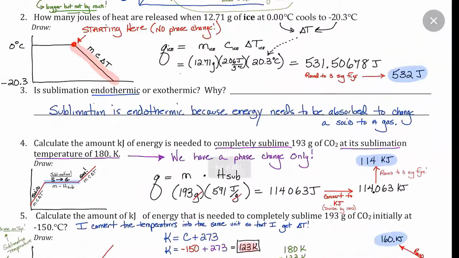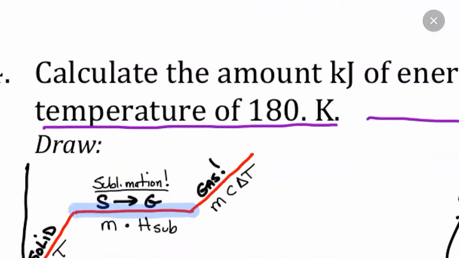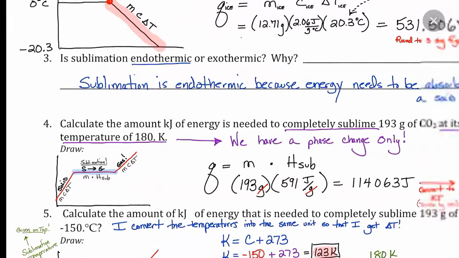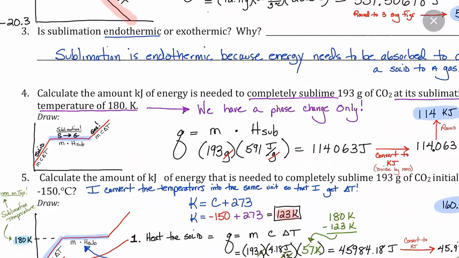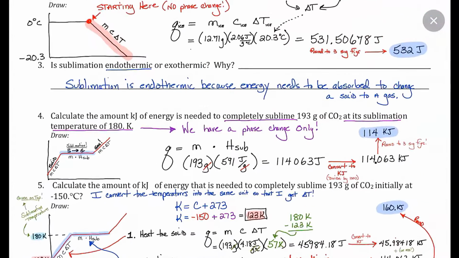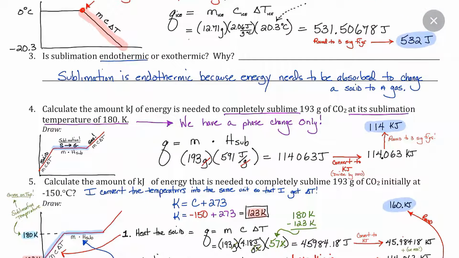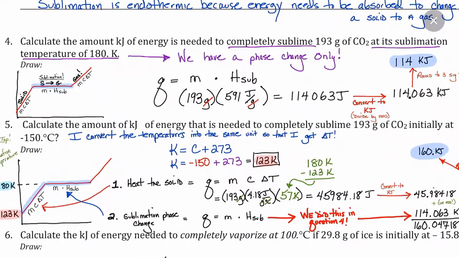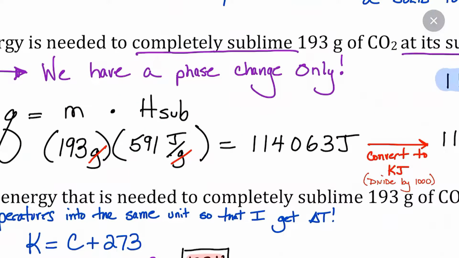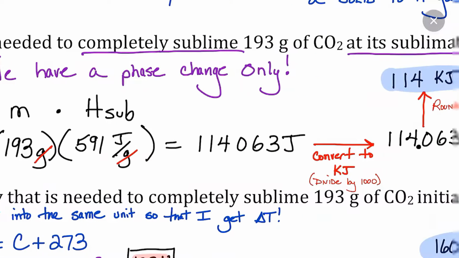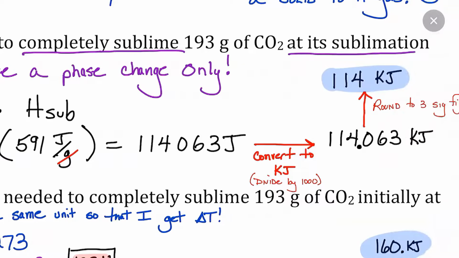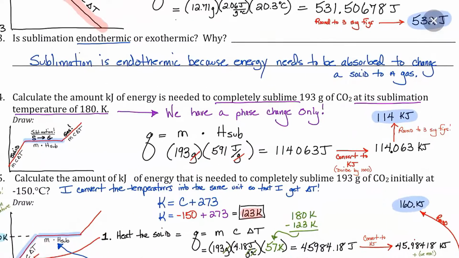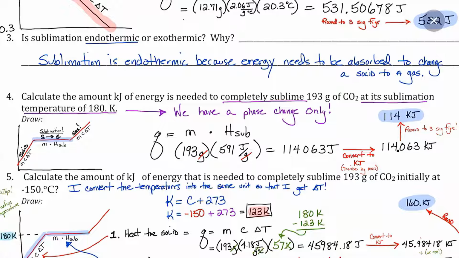All right, number 4, another thermal equation problem. And I suggest you what? Draw to see what's going on. So here we go, party people. And people that want to go to the party just don't know where it is. So let's go. Number 4. Calculate the amount of kilojoules of energy, let's put this up here so we know, needed to completely sublime 193 grams of CO2 at its what? Sublimation temperature. So this question is screaming to you, phase change.